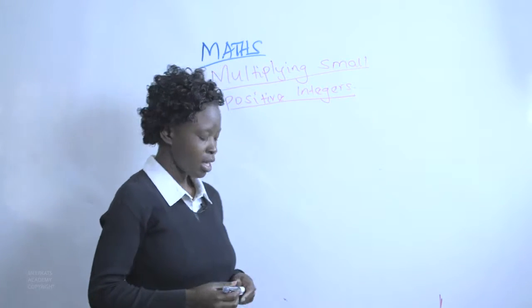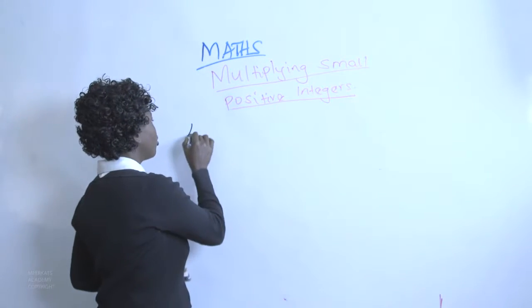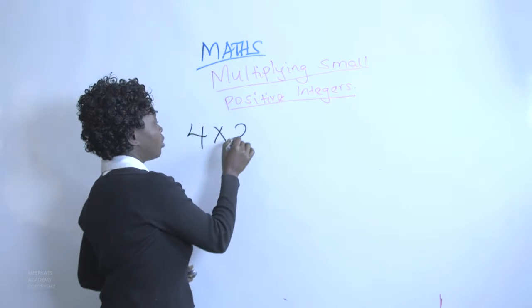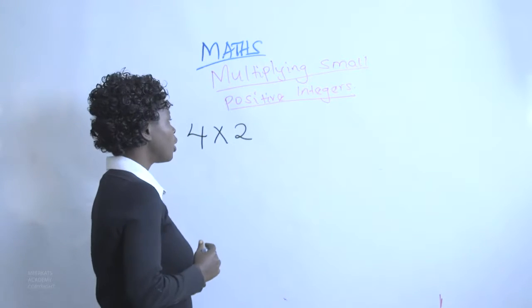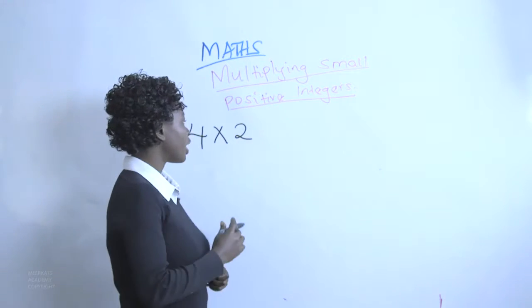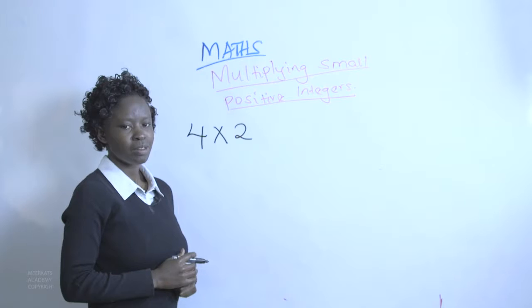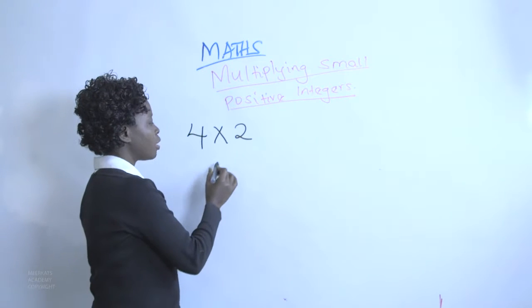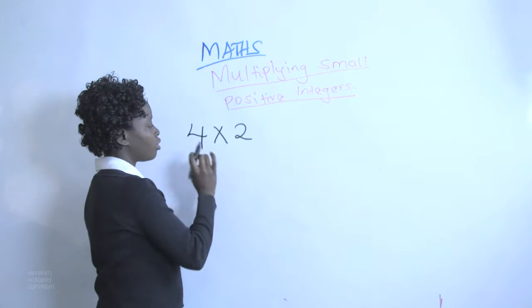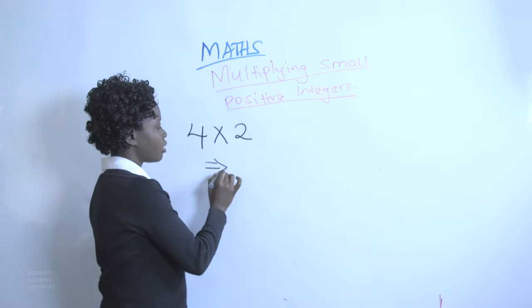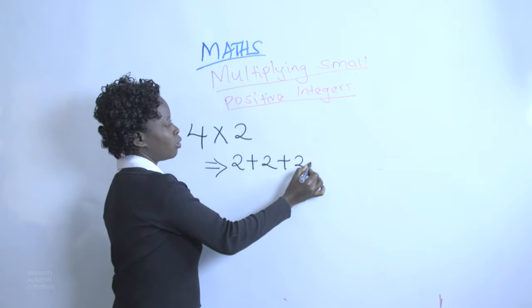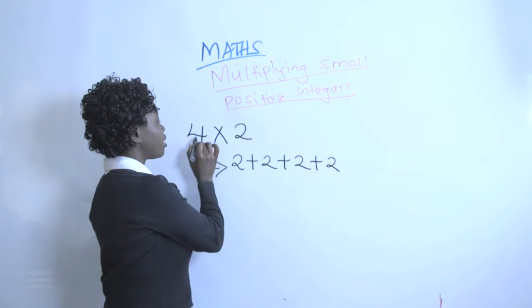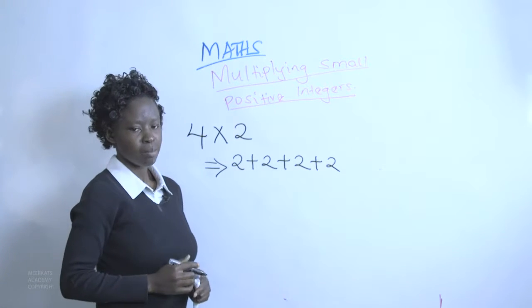For instance, if we are having 4 multiplied by 2. 4 multiplied by 2 simply means that we are having 2 being repeated 4 times. So it simply means the 2 is repeated 4 times, which implies that if I have 2 plus 2 plus 2 plus 2, that is the same as 4 multiplied by 2.